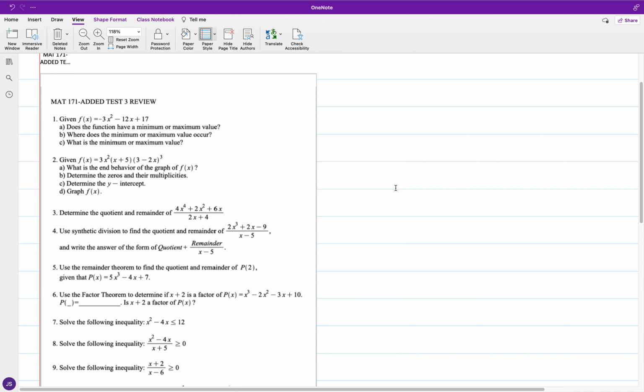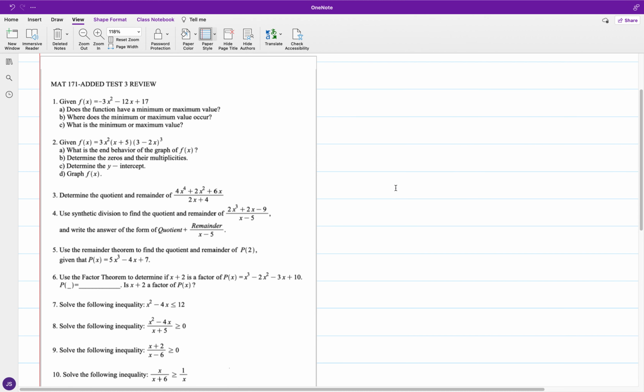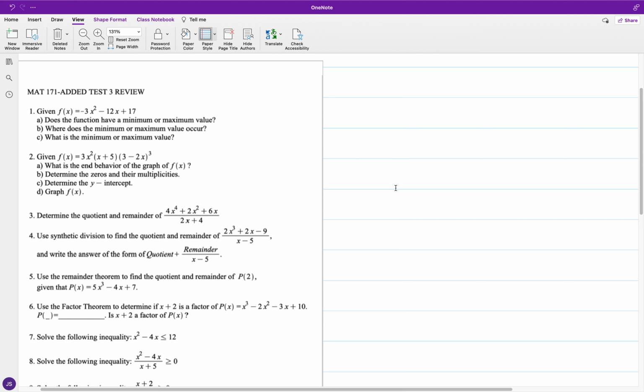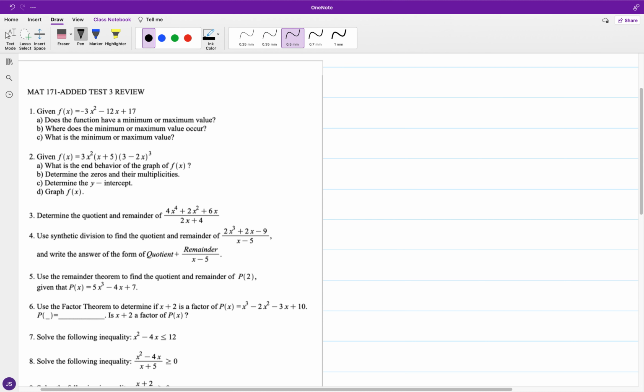Good afternoon. Just looking into what we have with the remaining set of test 3 review items, and we have for this bonus set, for the first problem, a quadratic function that is presented in standard form. The function is f of x equals negative 3x squared minus 12x plus 17, and we want to convert it ultimately into the vertex form.